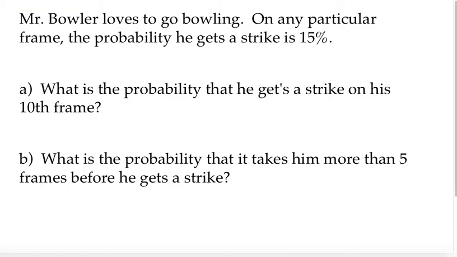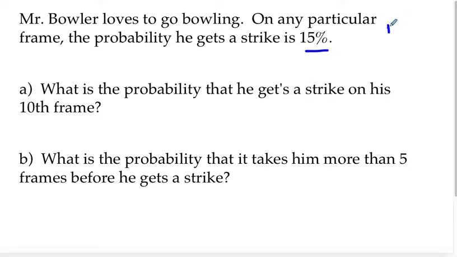All right, here's my last geometric example. Mr. Bowler loves to go bowling. On any particular frame, the probability he gets a strike is 15%. So a success is a strike, a fail is anything else. Each time he rolls the ball, that is independent. But there's no set number of times he's going to roll the ball. There is a probability of success, though.